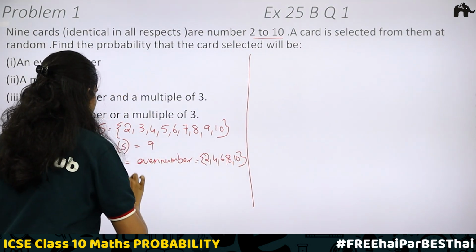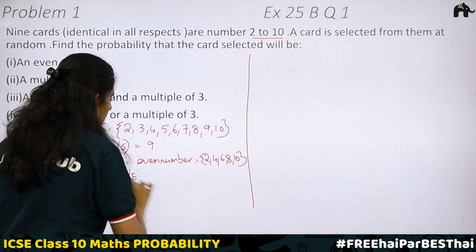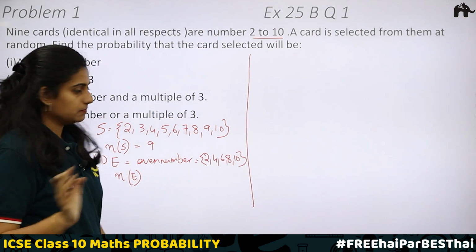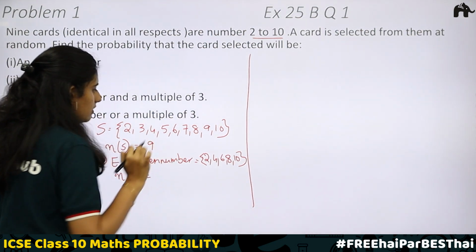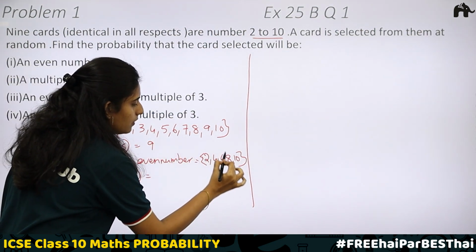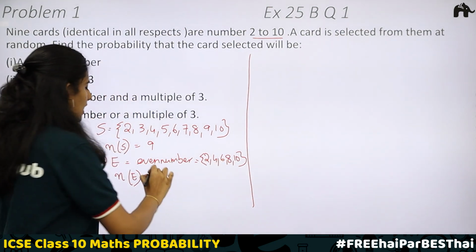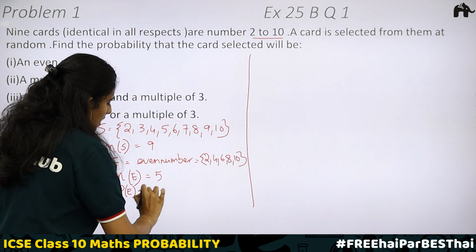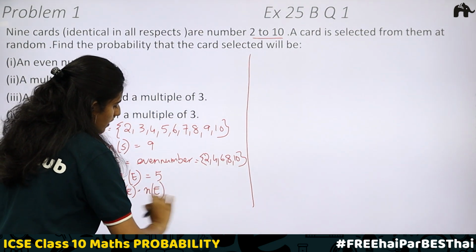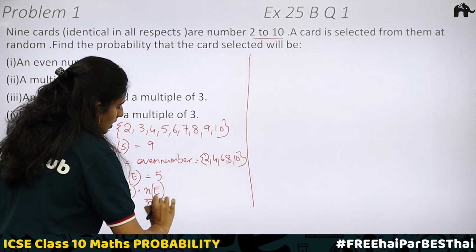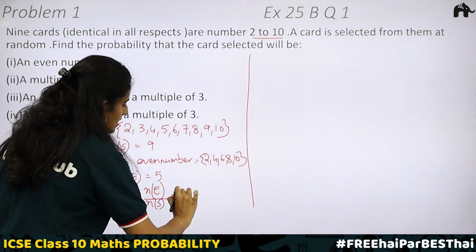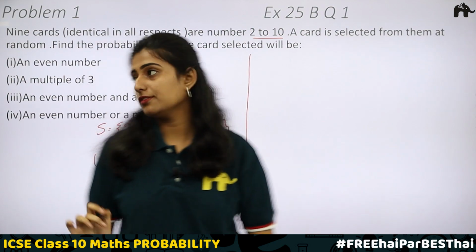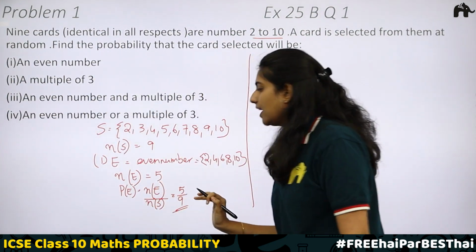Okay. Then the number of outcomes favorable to the event. Here the event is choosing an even number. Number of outcomes favorable to the event: 1, 2, 3, 4, 5. Okay. n of E is equal to 5. Then what is the probability of the event? Number of outcomes favorable to the event divided by total number of outcomes, which is 5 divided by 9. So the answer for the first question is 5 by 9.